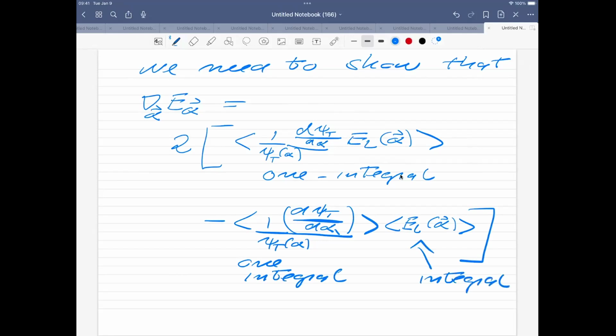These integrals are evaluated by Monte Carlo sampling. That means we are going to stochastically evaluate multidimensional integrals. So we will start with a guess for the parameters alpha, and then hopefully, after a few iterations, we will reach the holy grail, which is this quantity equal to 0.